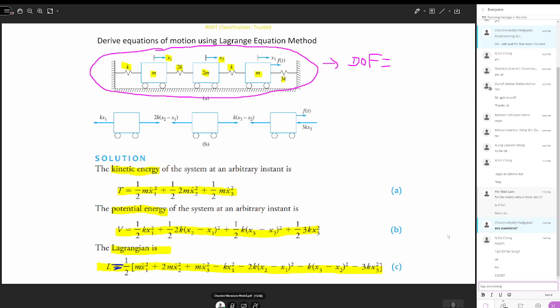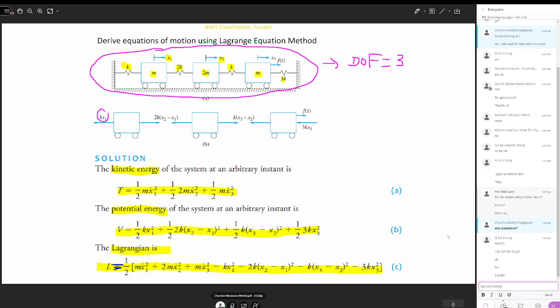Yes. So this is a 3-degree-of-freedom system. We draw the free body diagram here. For the mass m1, this is the spring force. Here the spring force is 2k into (x2 minus x1), so x2 minus x1 is the net displacement for spring 2k.